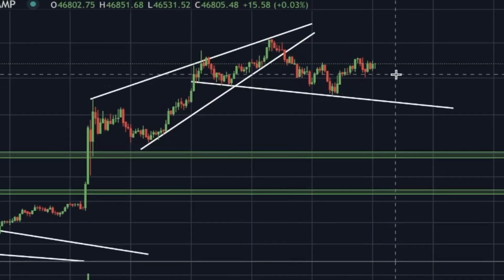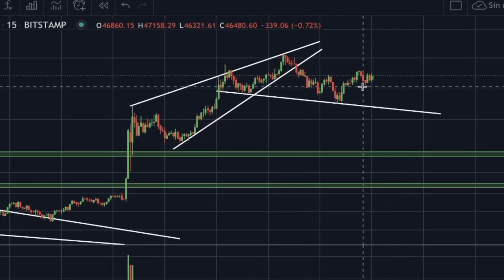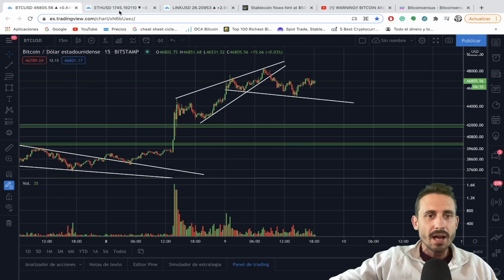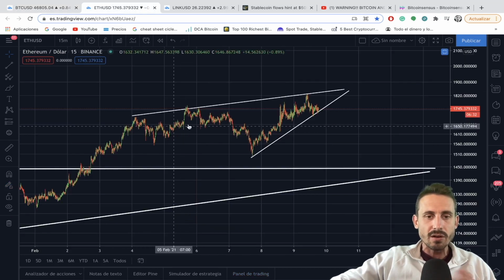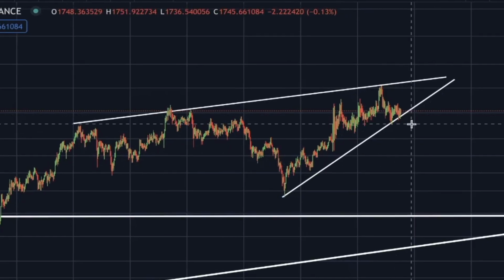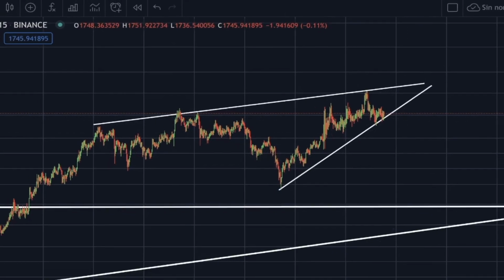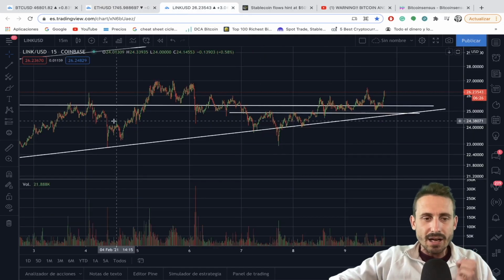In this episode, we'll be doing some short-term technical analysis here for the BTC 15-minute chart and also the Ethereum US dollar. Looks like that we're forming this ascending wedge. We're going to look at potential targets in this episode and the Link US dollar.